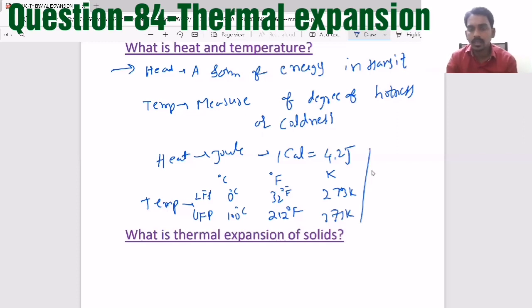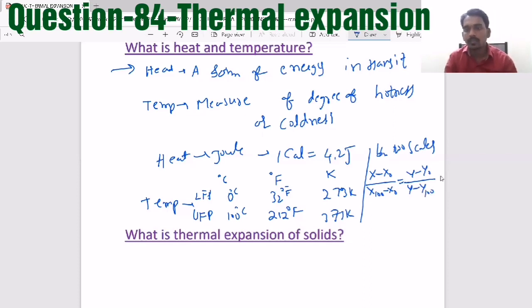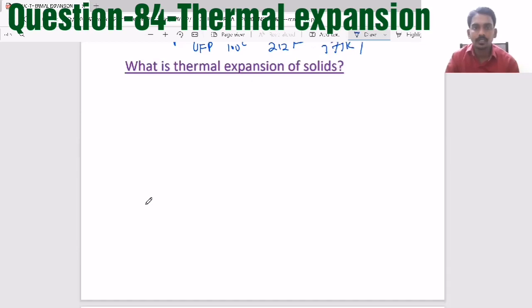Now, when you consider any two scales, the relation you can make is (x minus x naught) by (x100 minus x naught) equal to (y minus y naught) by (y100 minus y naught). X and y are values of temperature in the x scale and y scale. X naught, y naught are lower fixed points. X100, y100 are upper fixed points of the particular scale.